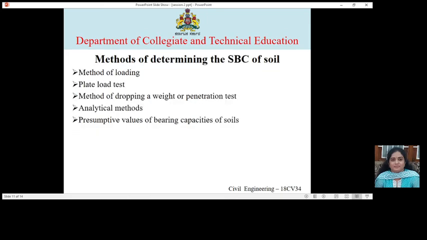So how to find out? There are some methods available in practice: the method of loading, plate load test, method of dropping a weight or penetration test, analytical methods. The last one is presumptive values of bearing capacities of soils. So these are the different methods which you can use for finding out the SBC of the soil.